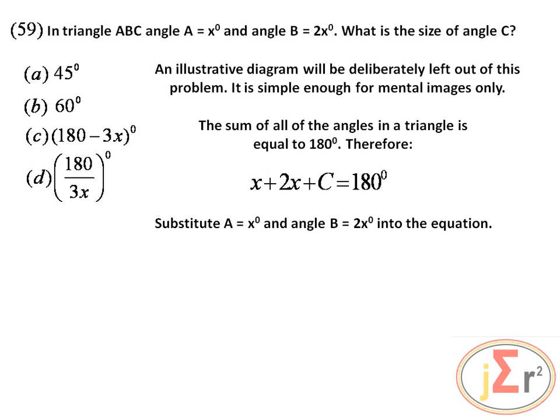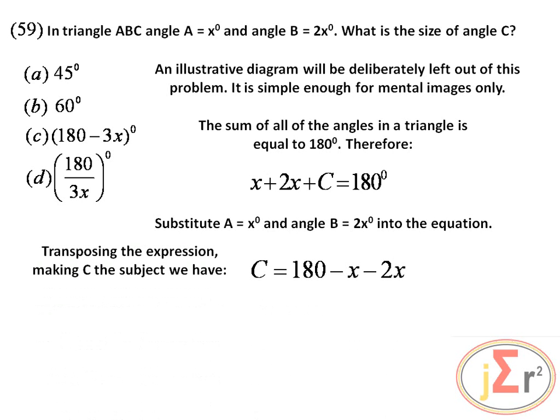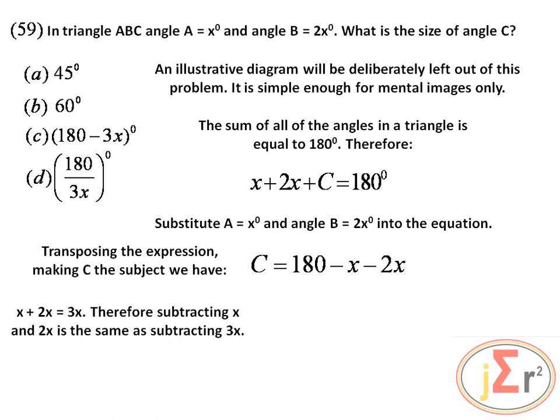So 2x plus x is 3x. Or we may do the transposition first. Transposing the expression, making C the subject, we have C is equal to 180 minus x minus 2x. X plus 2x is equal to 3x. Therefore, subtracting x and 2x is the same as subtracting 3x. So C is equal to 180 degrees minus 3x degrees, or 180 minus 3x degrees. The correct answer is therefore option C.